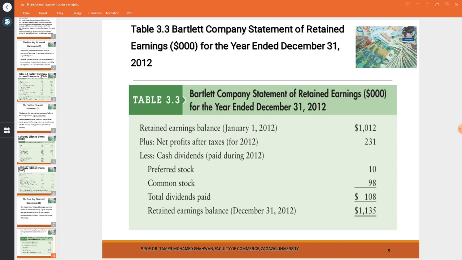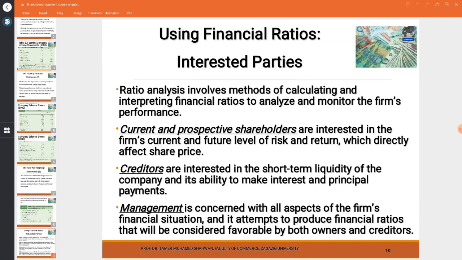As you see, this is one of the most important statements required for our financial analysis. If you have data from such financial statements, what are you going to do with them? Analyzing the data and information in those balance sheet statements, income statements, and retained earnings statements plays a very important role in analyzing and monitoring the firm's performance.